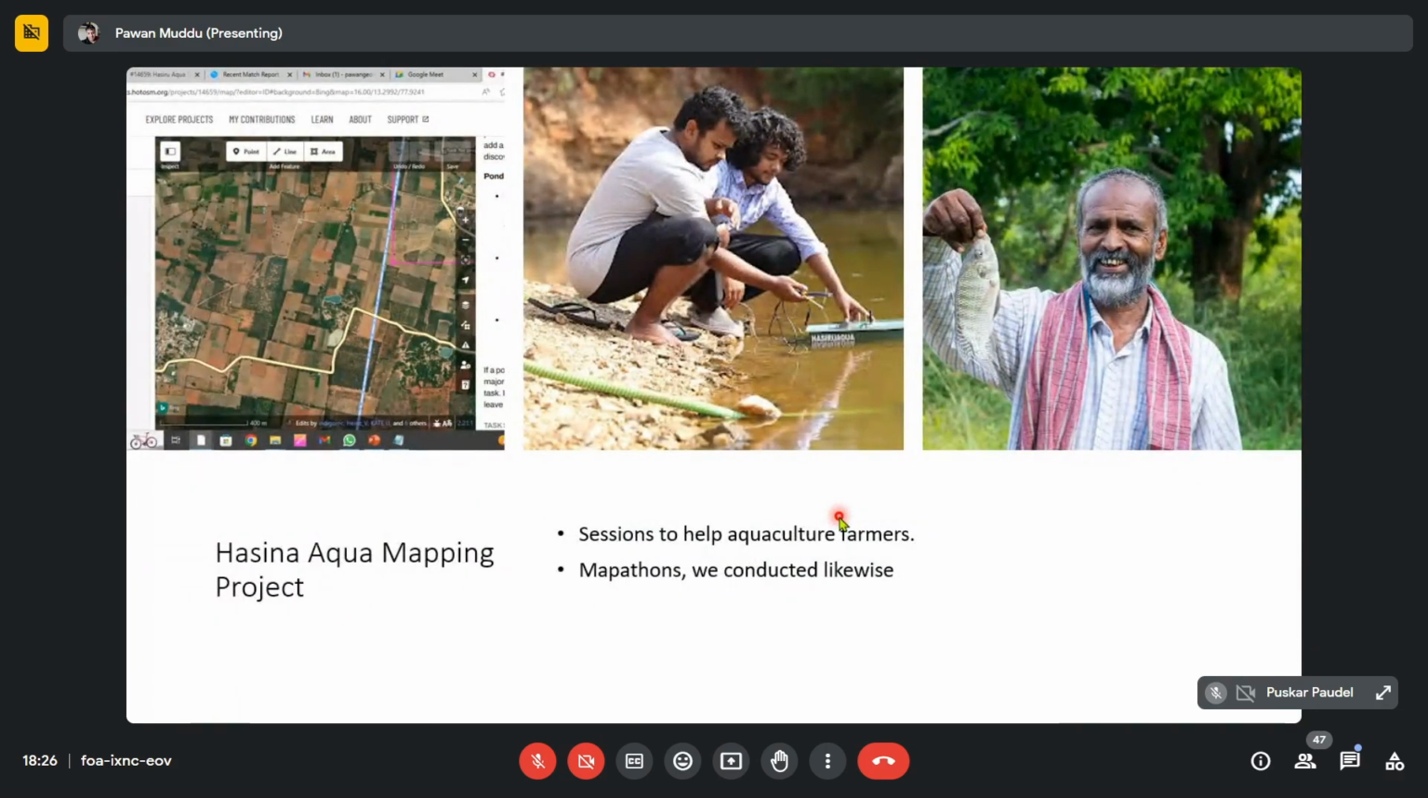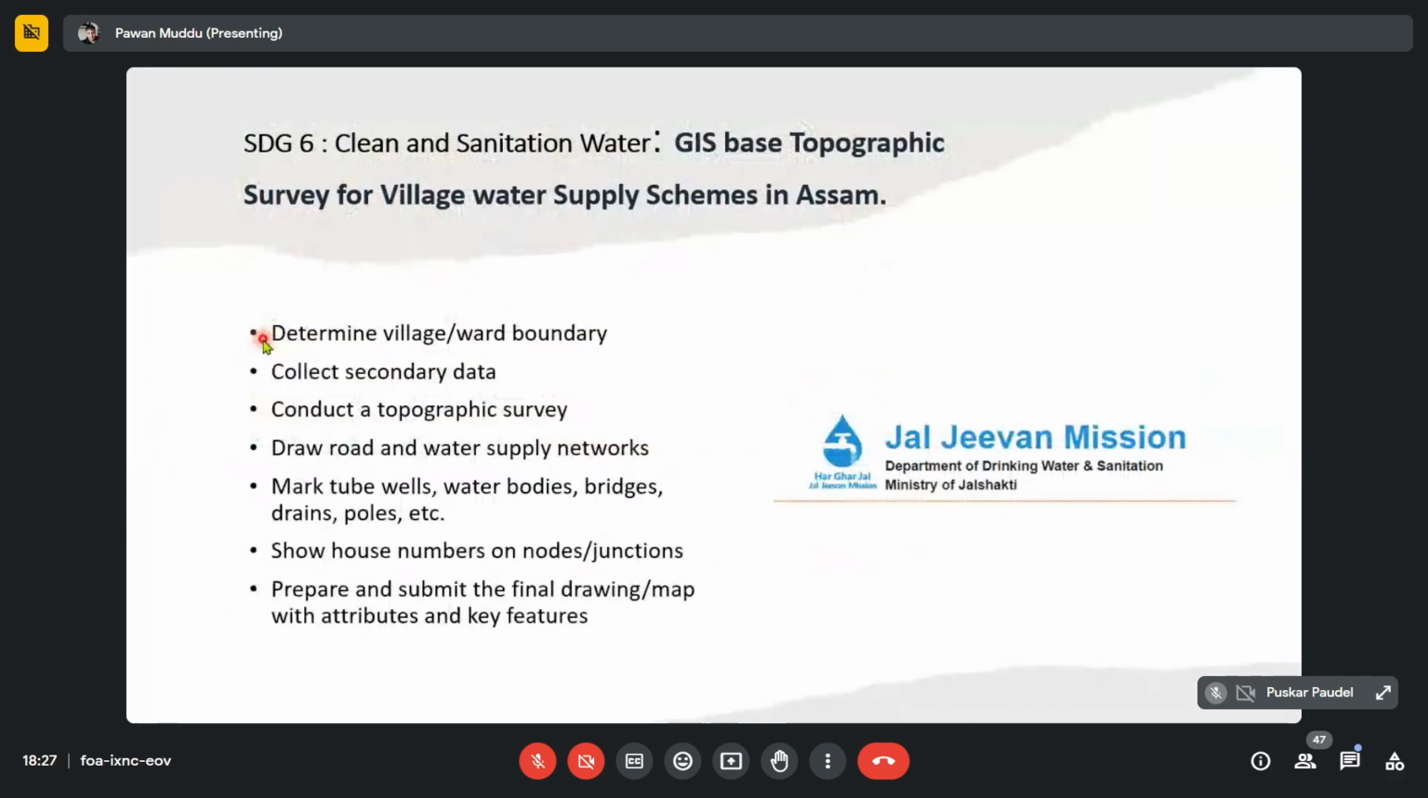Then we also do certain food security related projects in aqua mapping. This is to map ponds for the purpose of aquaculture, as simple as that. More about this, I think we can talk in some other lectures. For now, this is another way that we can sustainably contribute in GIS. GRED Foundation also has been contributing towards SDG 6, for the government of India, the Jal Jeevan mission. And here it is for drinking water and sanitation, right?